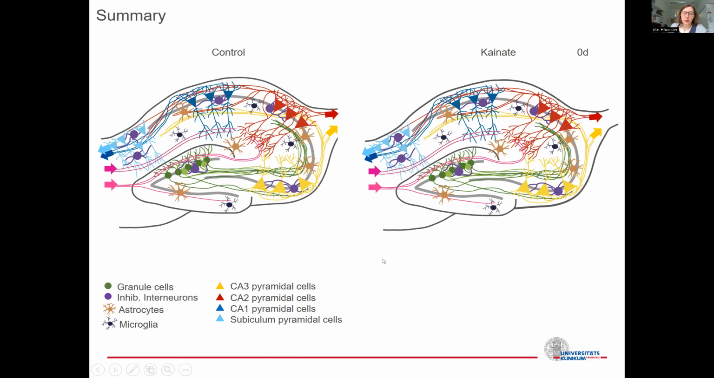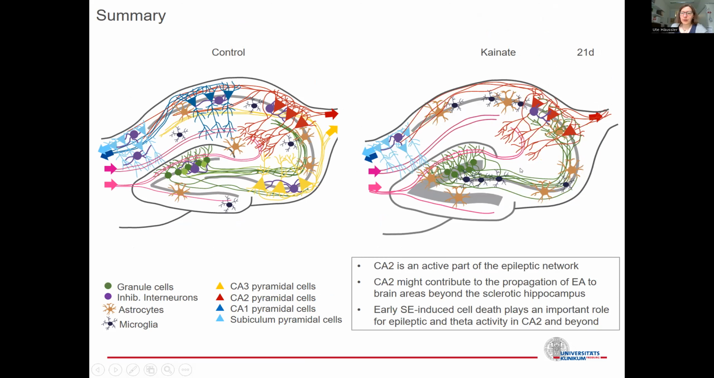So what I showed you today and what we've presented in that paper is that the pattern of the hippocampus changes quite a bit with cell loss in CA1 and CA3, dispersion of the granule cells and dispersion of CA2 with mossy fiber sprouting. And I've shown you that CA2 is an active part of the epileptic network, that it might contribute to the propagation of epileptic activity to brain areas beyond the sclerotic hippocampus, like, for example, the contralateral hippocampus, and that early status epilepticus induced cell death plays an important role for epileptic and theta activity in CA2, since we observe all these changes already very early on. And so they can't depend on mossy fiber sprouting, but rather on this early cell loss.